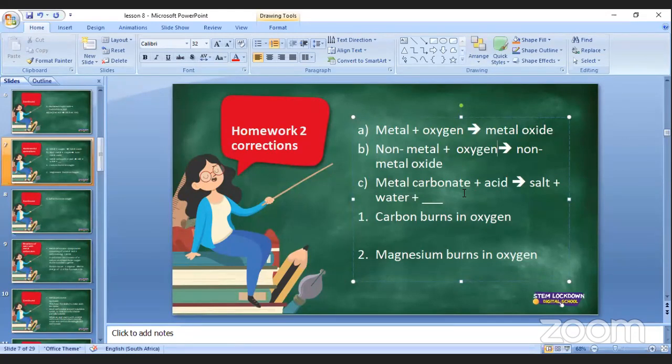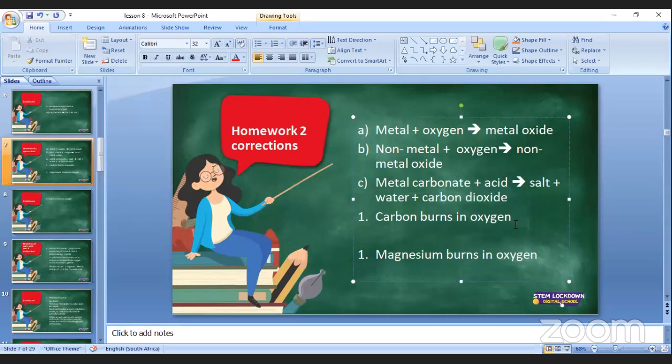So when a metal carbonate reacts with acid, we get salt, water, and carbon dioxide. Remember, we did this yesterday. Remember from yesterday's notes? Yes, some sort of a quiz, grade 9. This is not something new. It's something we've done together. So I want you to see that you are following, grade 9. So I don't teach you to forget.